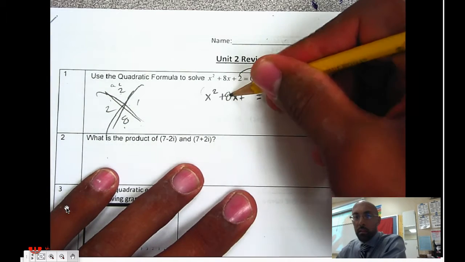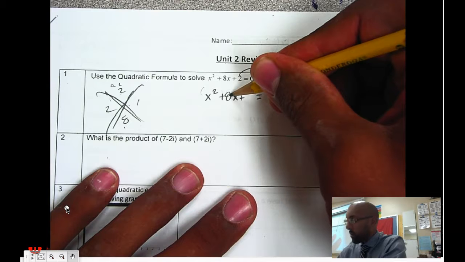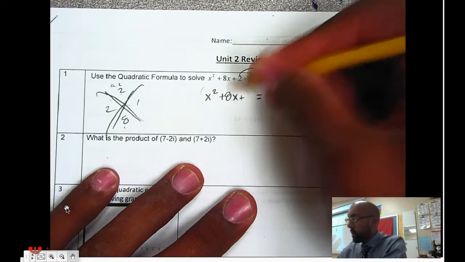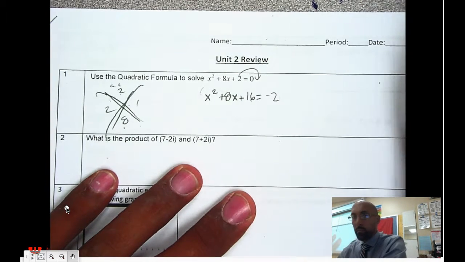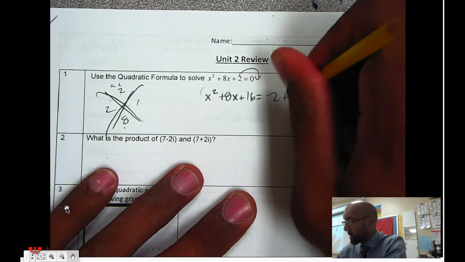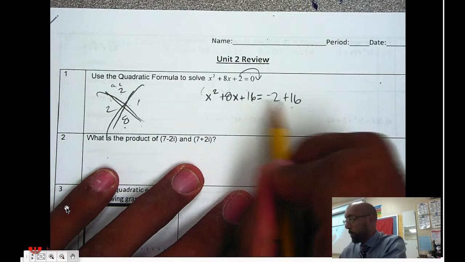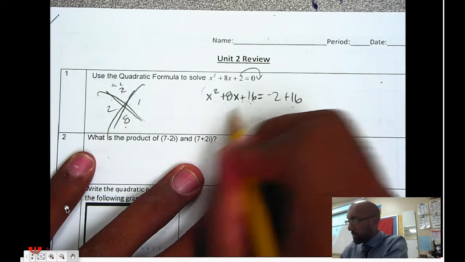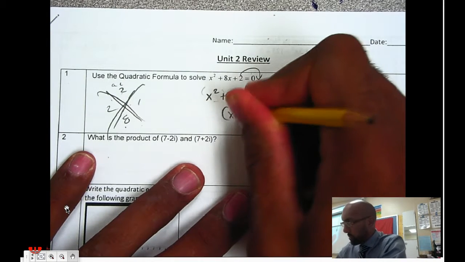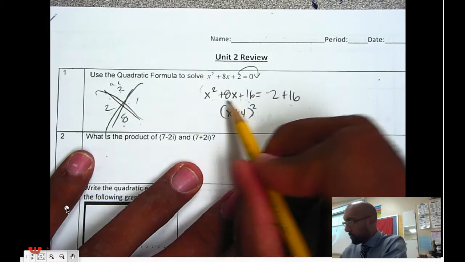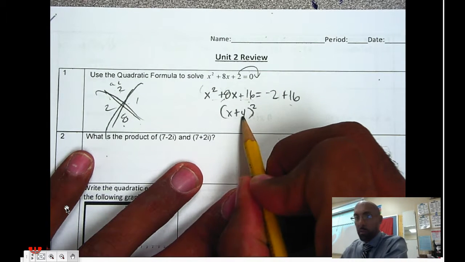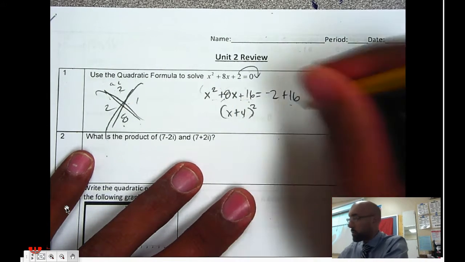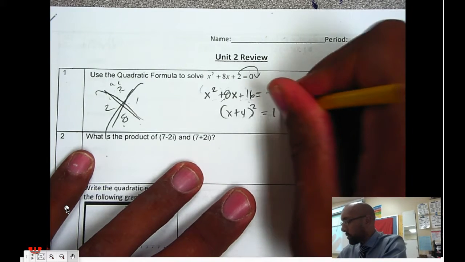Now again, completing the square is just half of 8 and then square it. So half of 8 is 4. 4 squared is 16. And then we need to add that to both sides of the equal sign in order to balance the equation. Okay, now what I can do is factor this. This becomes x plus 4. And if that's plus 8, that'll be plus 4. If that's minus 8, that'll be minus 4. Then we add the other side, 14.